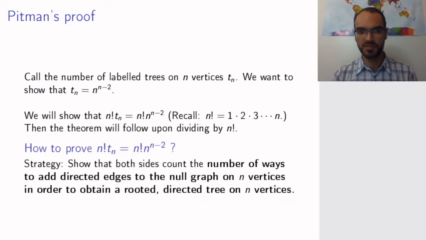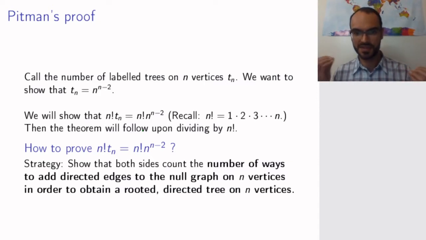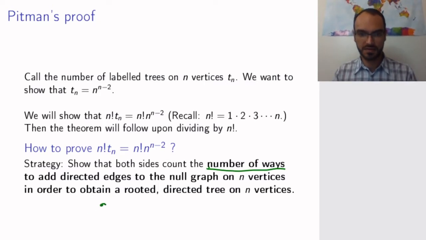So how do we prove that these two numbers are equal? Our strategy is to show that both numbers count the same thing. Namely, we want to count the number of ways that you can start with the null graph on n vertices and add directed edges, or arcs, so that what you get is a rooted directed tree on n vertices.